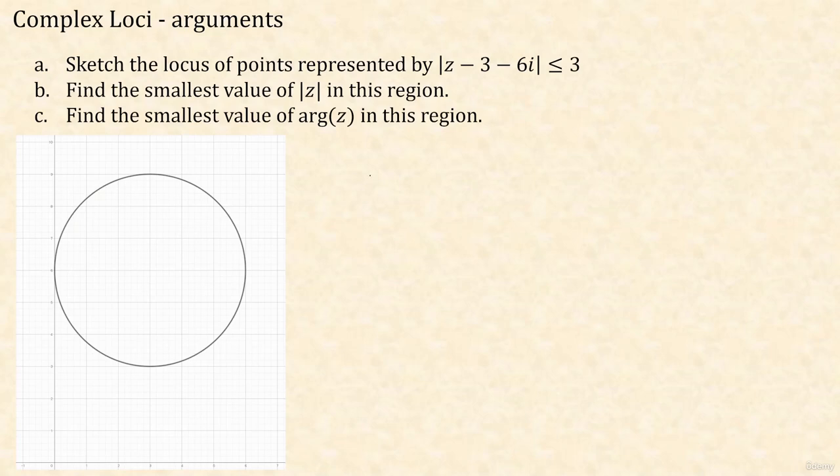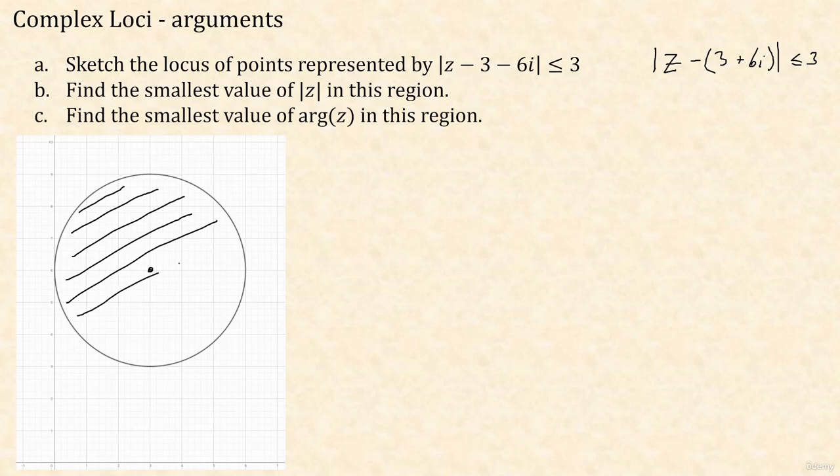Okay, finally, a really challenging one. So sketch the locus of points represented by |z − 3 − 6i| ≤ 3. So I've already done that here. That's just a circle with a centre, well, it's 3 + 6i, and then less than or equal to 3. So it's a centre of (3, 6), which was here, and a radius of 3. So our locus of regions represented by that is all of the points inside this circle, including on its perimeter, because it's less than or equal to. So it's this entire disk.